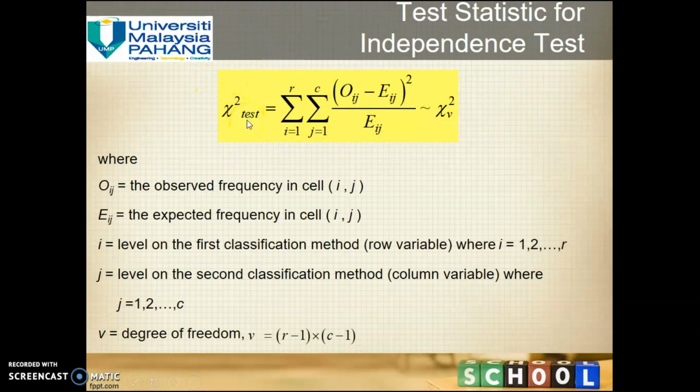It has been mentioned before. We are using the chi-square test. The formula is similar to that for categorical data. It is the sum of O minus E squared, divided by E.